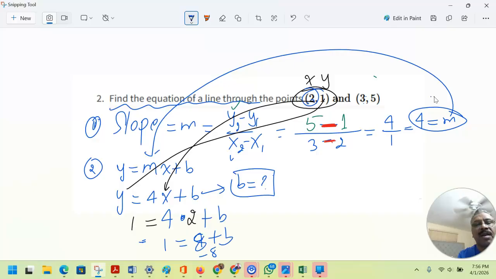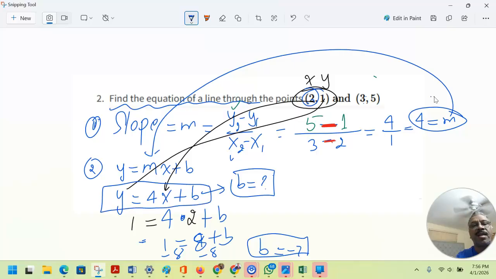And if you subtract 8 from both sides, you end up getting b equals minus 7. This is the final answer. So this is what we initially did: somehow we had to figure out what m and b are. These are the two, and you end up getting both of them.